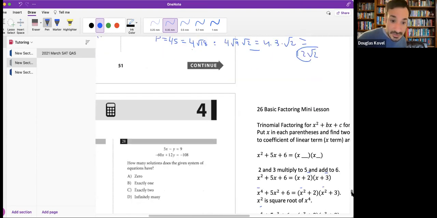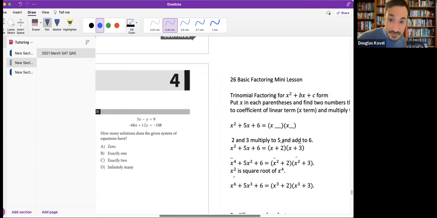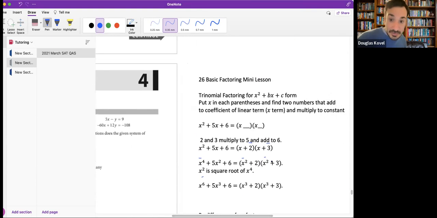All right, so for 26, before we look at that, I'm going to do a mini lesson reviewing some basic factoring rules. The first type of factoring I want to go over is basic trinomial factoring. This should be reviewed from Algebra 1. It's factoring equations in x squared plus bx plus c form. Notice I purposely said x squared, not ax squared, so this is for when there's a 1 in front of the x squared.